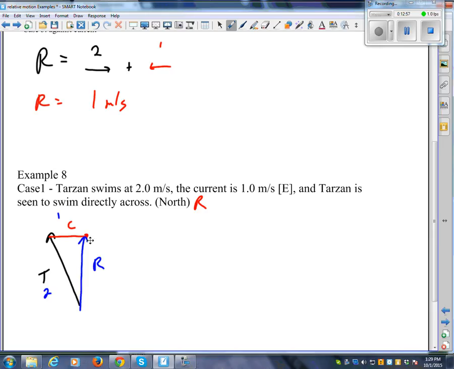It is. So in this case here, you're going to have 2 squared is equal to 1 squared plus r squared, right? These are the sides, and the hypotenuse is the 2. It's the one that's by itself. So you're going to have 4 is equal to 1 plus r squared. Take the 1 to the other side. 3 equals r squared. r equals square root 3.